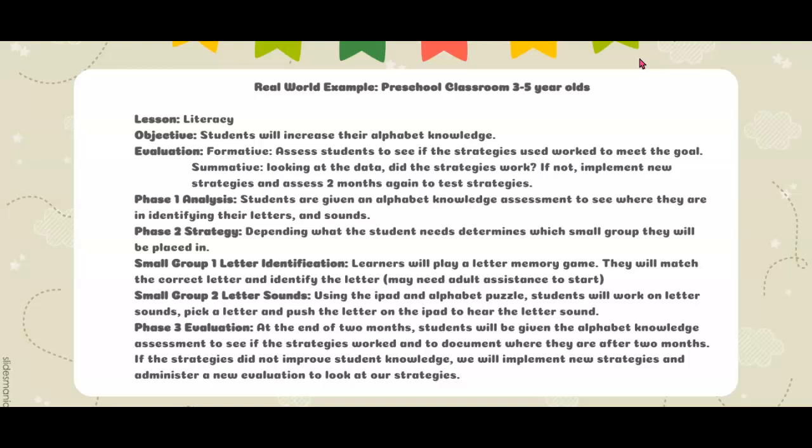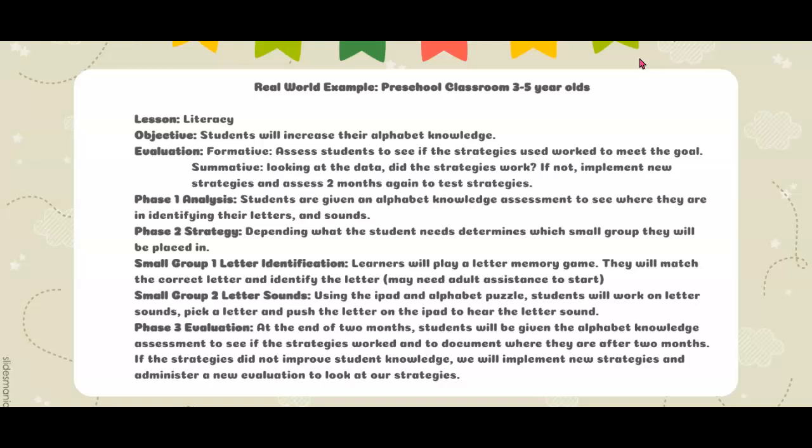And then small group 2 is letter sounds. Using the iPad and the alphabet puzzle, students will work on letter sounds. They'll pick a letter and push the letter on the iPad to hear the letter sound, and then they can practice repeating those letter sounds.